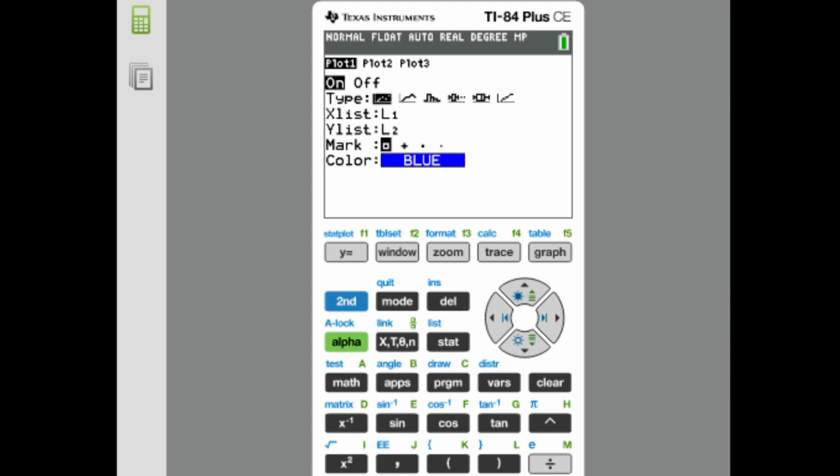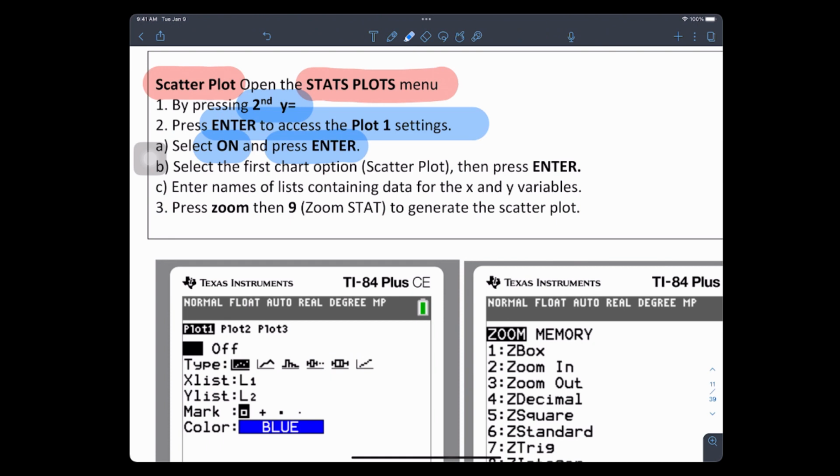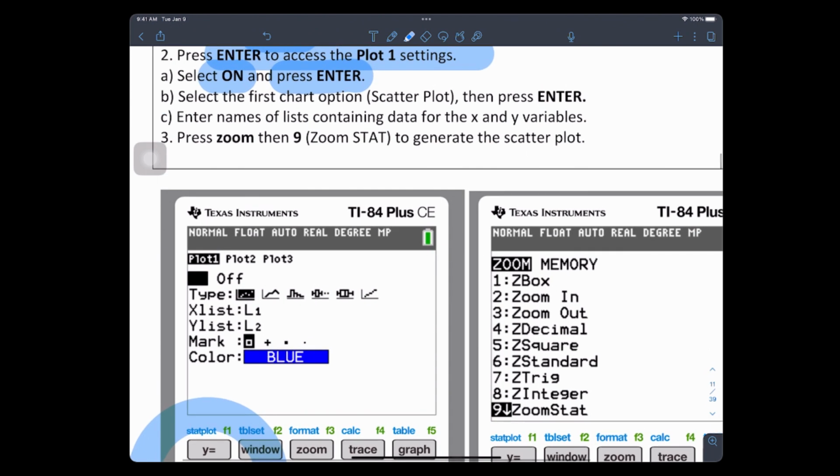All right, let's see what we do now. You guys ready? What do we do now? Here's what I'm going to say. Select the first chart option, scatter plot, and then press enter. We did. This is what we did. And yes, this is the names L1 and L2.